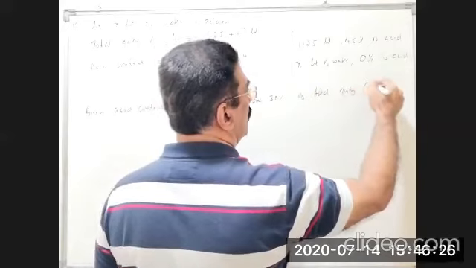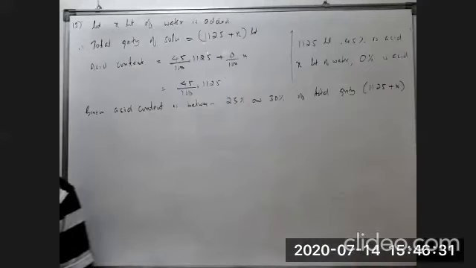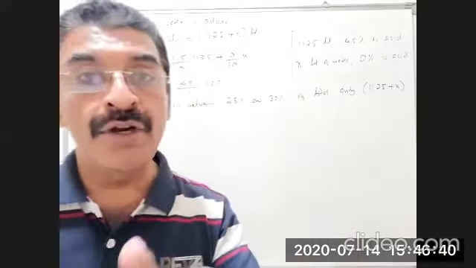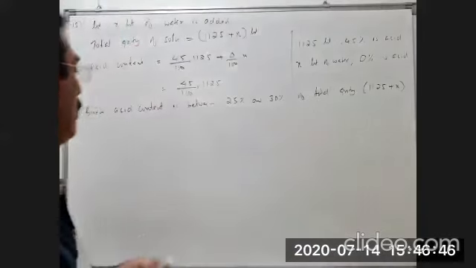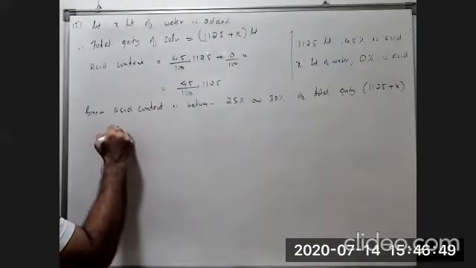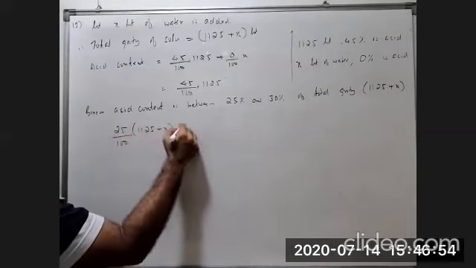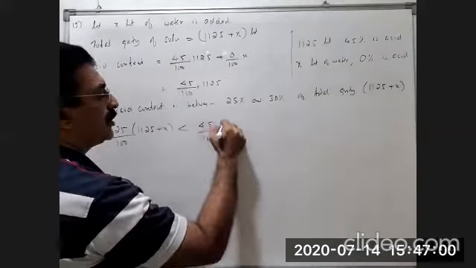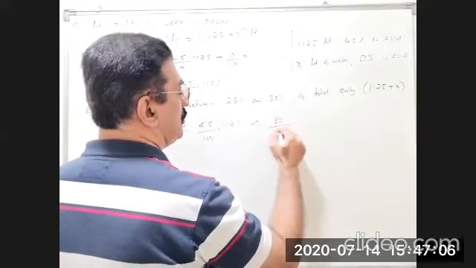What is the total quantity? 1125 plus x. In the previous one, the total quantity was 640 plus x. In that total quantity, 640 plus x, we took 4 by 100 and 6 by 100. Here also our equation will be 25 by 100 of (1125 plus x) less than the acid content, 45 by 100 into 1125, less than 30 by 100 into (1125 plus x).